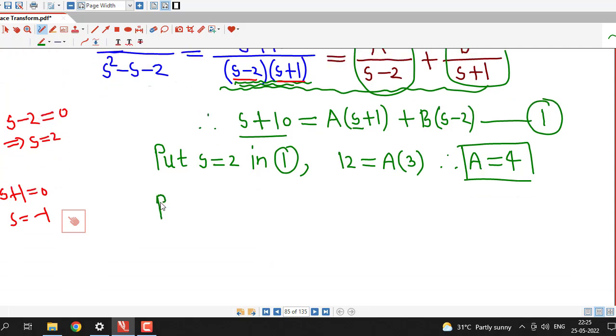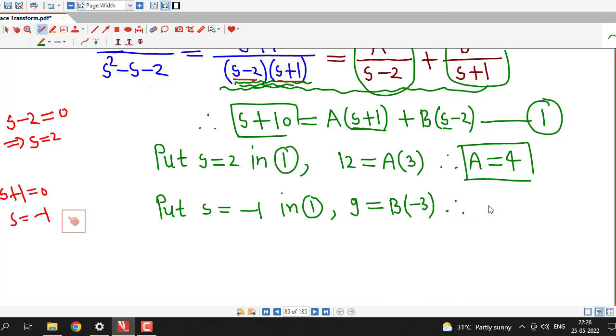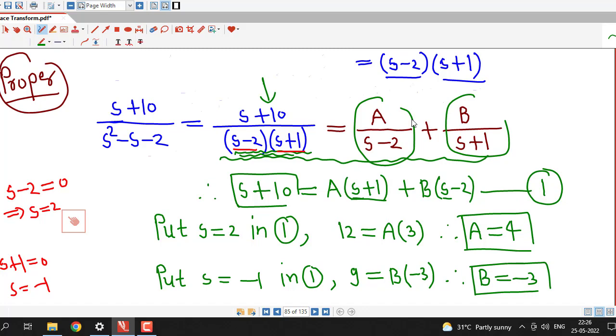Now similarly we put s equal to minus 1 in equation 1. The left hand side will be minus 1 plus 10, that is 9. If I take s equal to minus 1, this term will be 0, and b times minus 1 minus 2, that is minus 3, and therefore b equal to 9 divided by 3 with the negative sign, that is minus 3. So we have obtained the values of a and b, which we substitute here now.